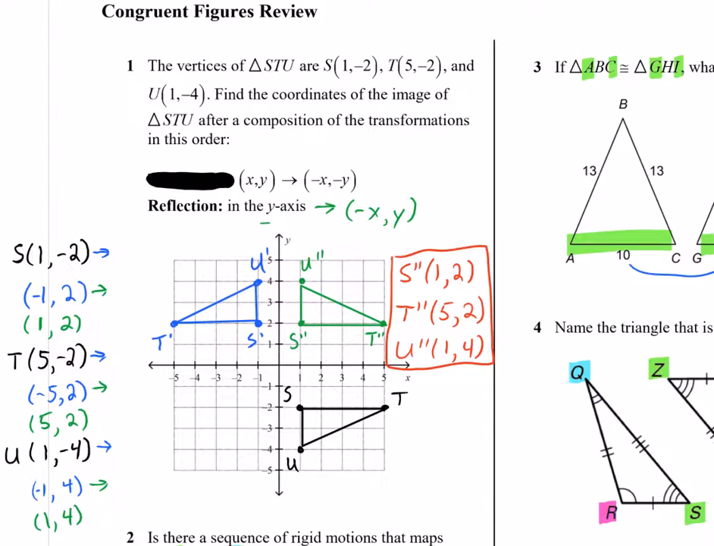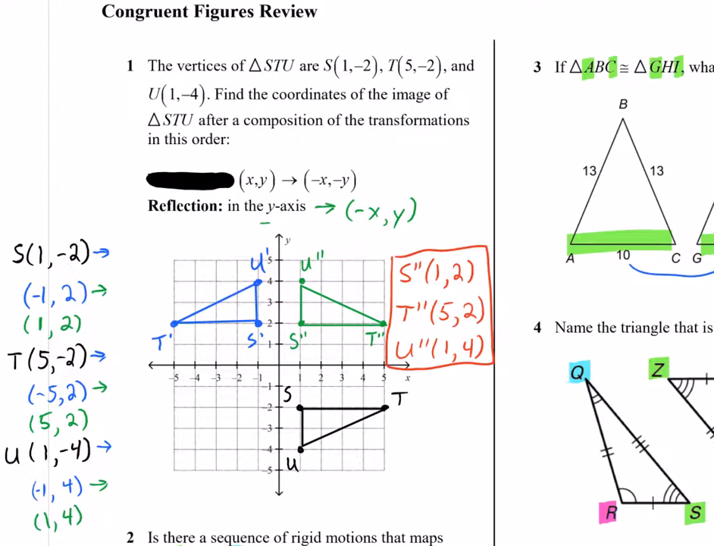Alright, so if you were to graph, you go right 1, down 2 for S, right 5, down 2 for T, right 1, down 4 for U. Now, the first transformation ends up taking xy and mapping it to negative x, negative y. So what's actually happening here is both the signs become their opposite. So for S at 1, negative 2, it would become negative 1, positive 2. Noticing both of the signs end up becoming the opposite of what they originally were.